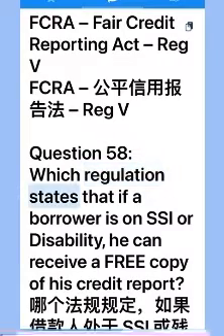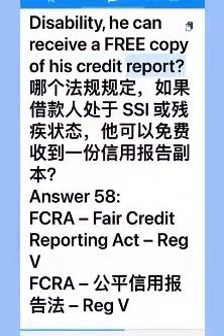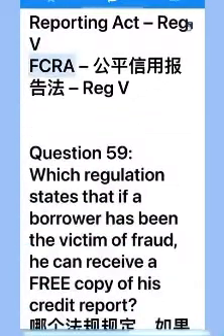Which regulation states that if a borrower is on SSI or disability, he can receive a free copy of his credit report? Answer 58. FCRA, Fair Credit Reporting Act, Reg V. Question 59.